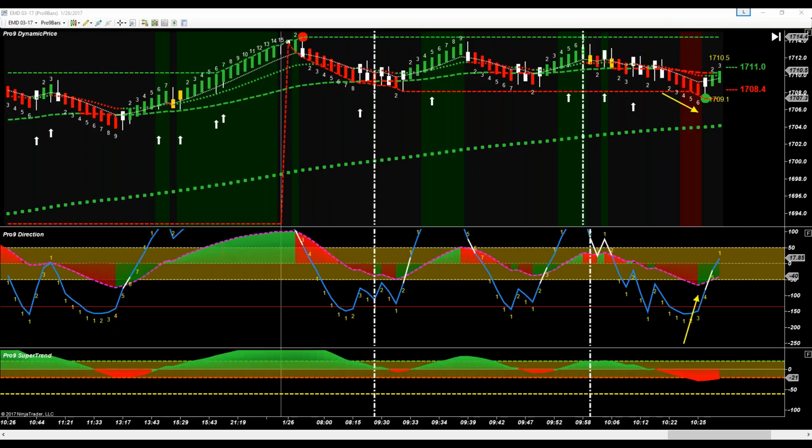Ray, about some chart slowdown. Go ahead and send an email to support. We'll get you taken care of. The new update should actually fix that for you.